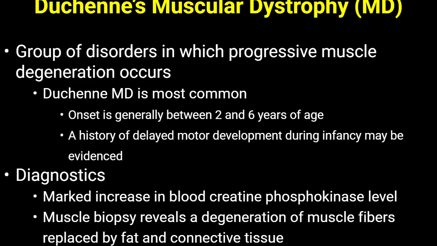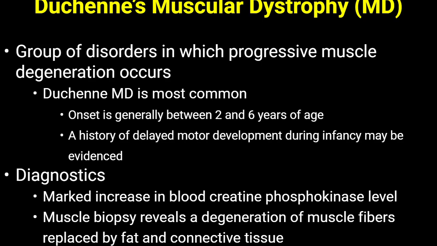Muscular dystrophy is a group of disorders characterized by progressive muscle degeneration. There are several different forms of muscular dystrophy, but Duchenne muscular dystrophy is the most common and the most severe form seen in childhood. Duchenne muscular dystrophy is an X-linked recessive genetic disorder, meaning the abnormal gene is located on the X chromosome. Because boys have only one X chromosome, they are almost always the ones affected.